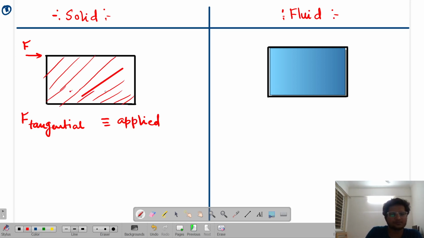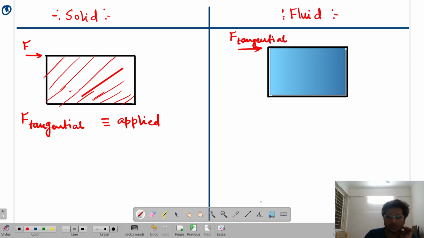So I apply the tangential force in both cases. The concept is that when I apply this tangential force, you tell me what should happen. Can you tell me? Fluid gets disturbed a little bit.